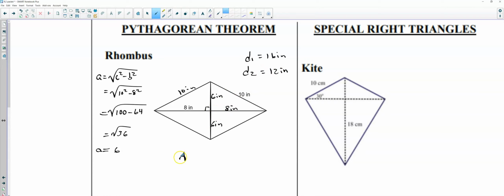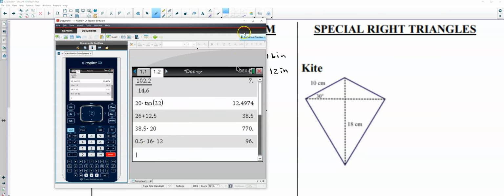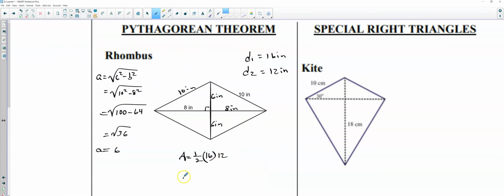And now just find the area. 1/2 of 16 times 12. Okay, and you could put it just like that in the calculator. 0.5 times 16 times 12. Enter. So that's 96. The area of this one is 96 square inches.